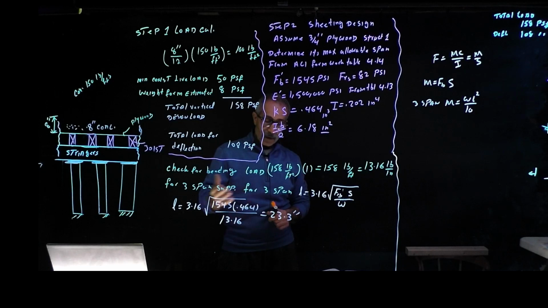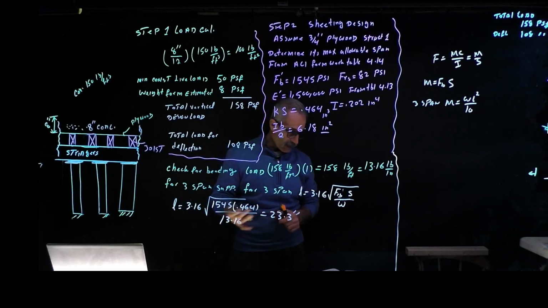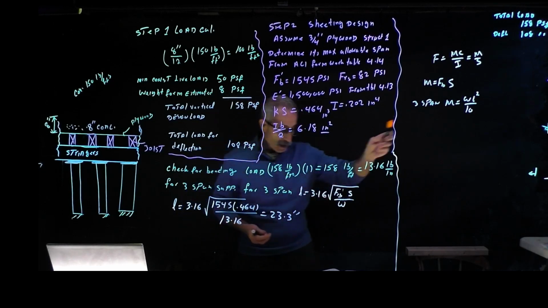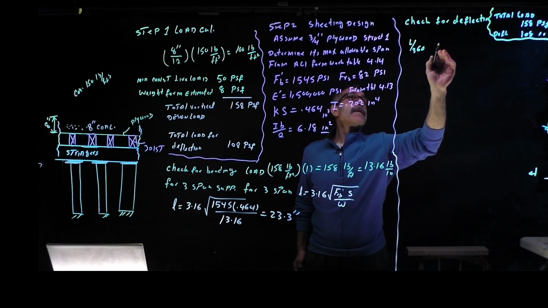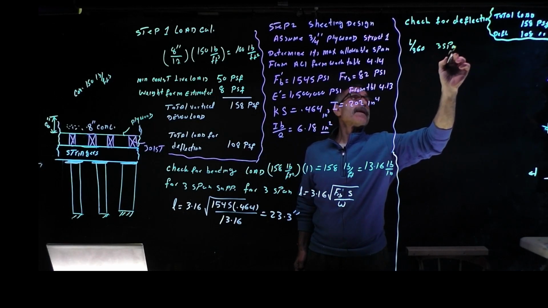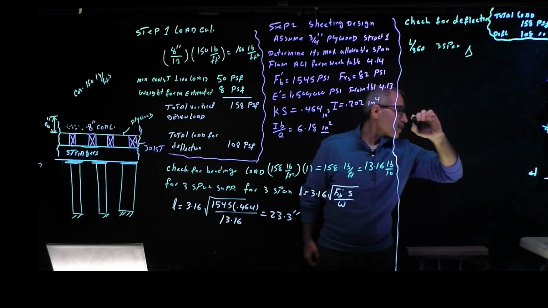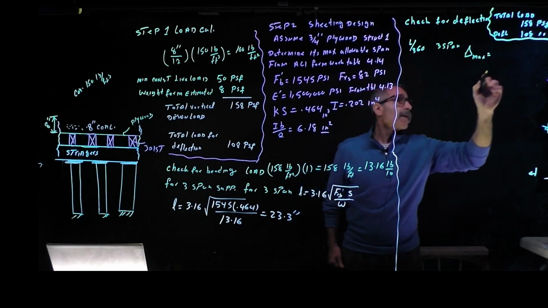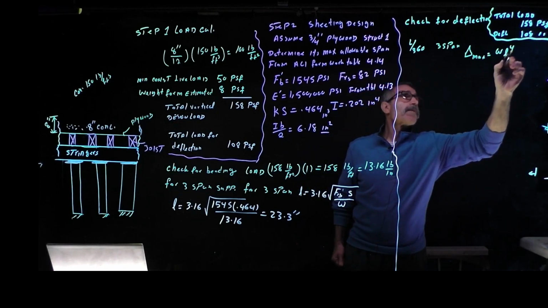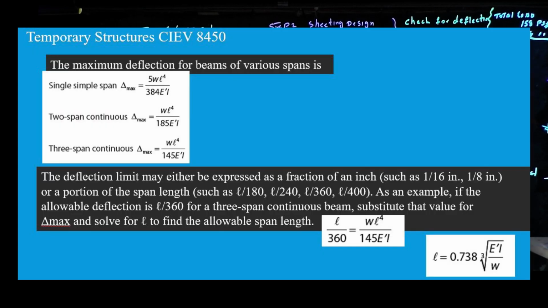Okay, but there's more than bending. Let's go ahead and check for deflection, see what the deflection does. Let me erase right here. For a 3 span, deflection delta max is equal to w L to the power 4 divided by 145 E prime I.